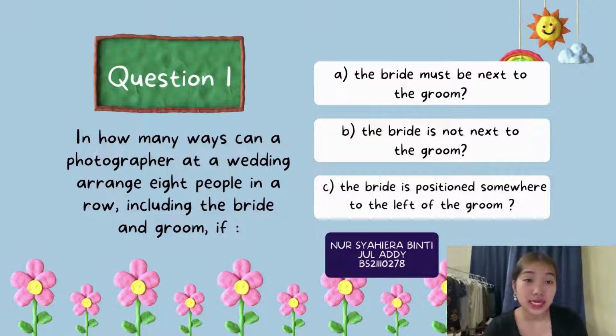The question is, in how many ways can a photographer at a wedding arrange 8 people in a row, including the bride and the groom? If A, the bride must be next to the groom, B, the bride is not next to the groom, and C, the bride is positioned somewhere to the left of the groom.